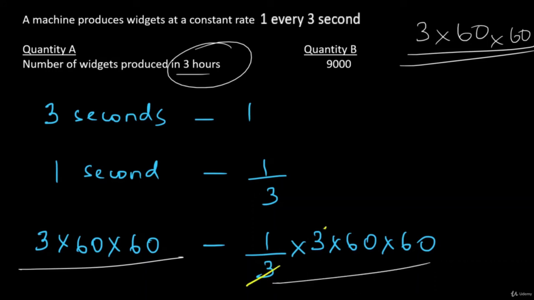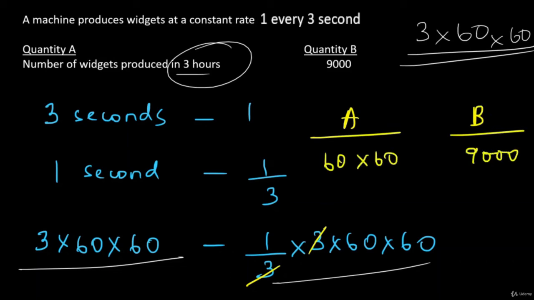So this 3 and this 3 cancel out. So 60 into 60 widgets would be produced. So quantity A is 60 into 60 and quantity B is 9,000, right? So let's divide both quantity A and quantity B with 100 so that these two zeros cancel out, right? So quantity A is 36 and quantity B is 90. Therefore, the correct answer to this question is option B.